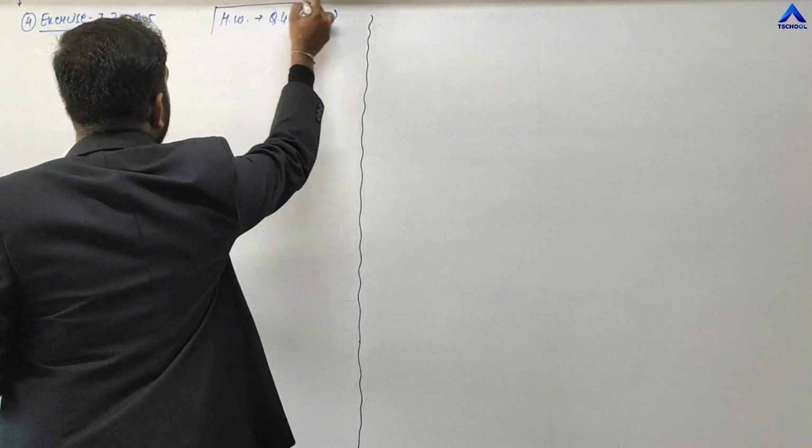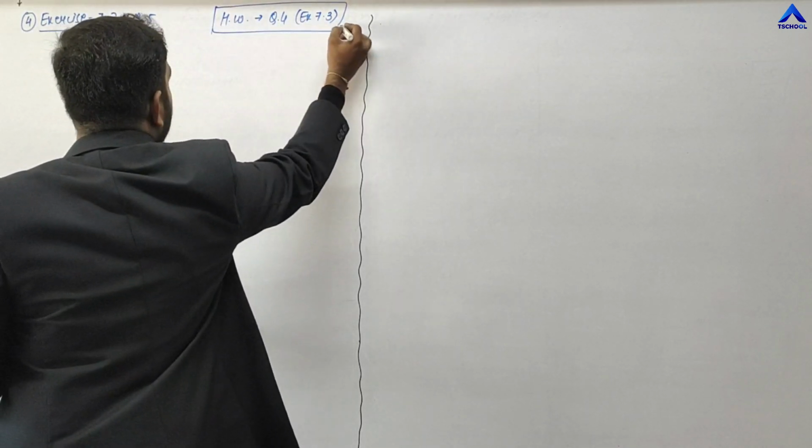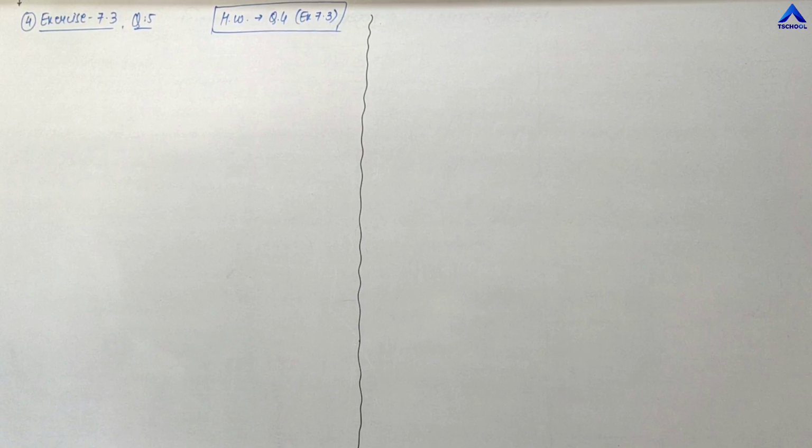exercise 7.3, you will do this one in the homework. Question 4 of exercise 7.3 is the same as the question that we have solved today, the very first question, I think. You need to find out the area of the quadrilateral. So you will follow the same steps, just replace the values.